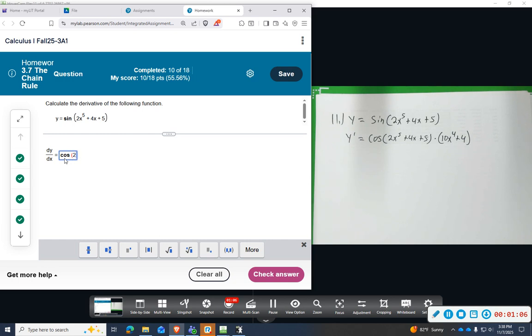Cosine 2x to the 5th plus 4x plus 5 times 10x raised to the 4th plus 4.